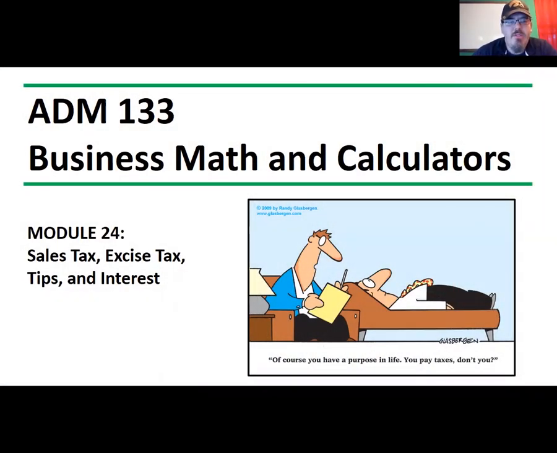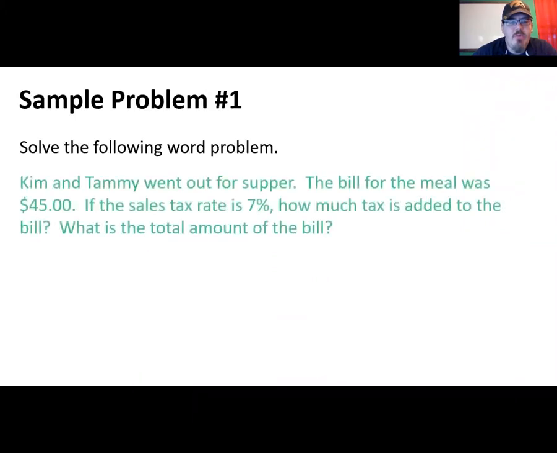Alrighty, let's go ahead and jump into our first problem. For this first one, we are going to calculate sales tax. In our situation, it says Kim and Tammy went out for supper. The bill for the meal was $45. If the sales tax rate was 7%, how much tax is added to the bill, and then what is the total amount of the bill?